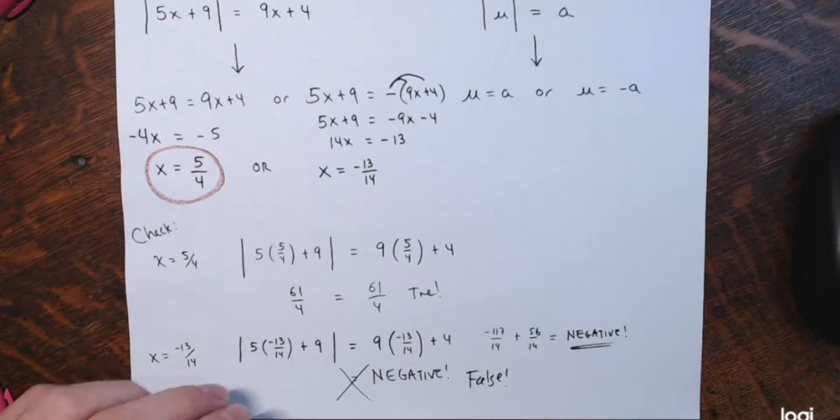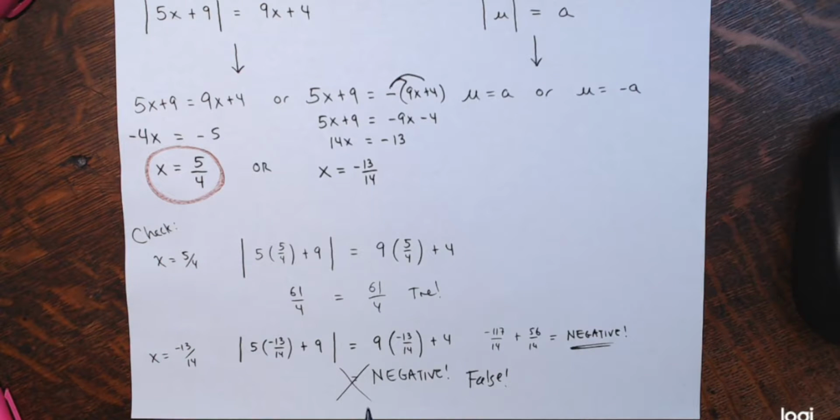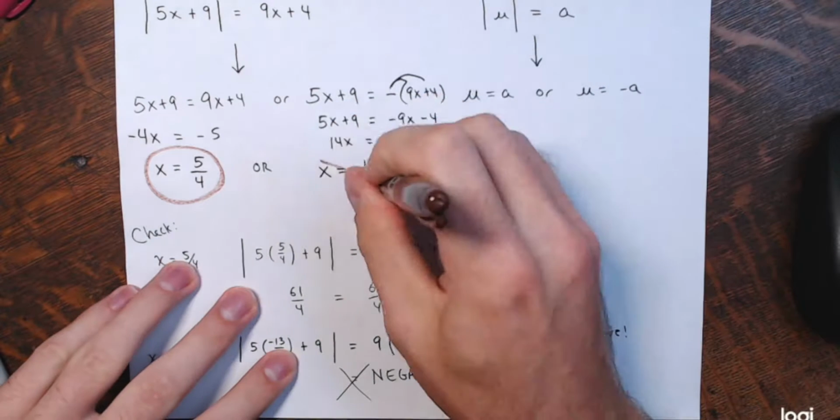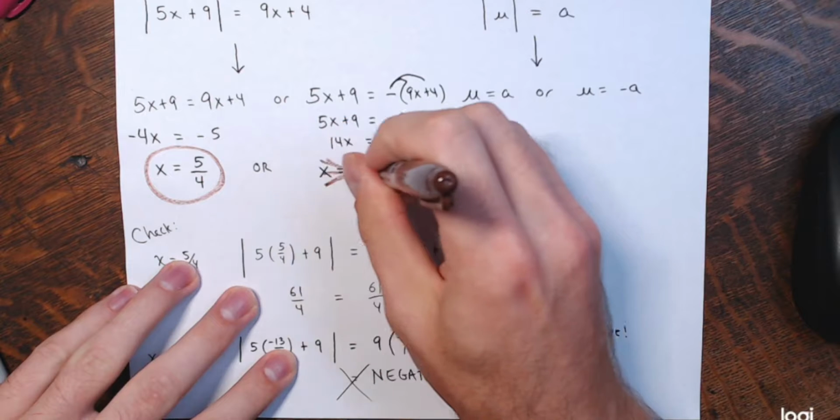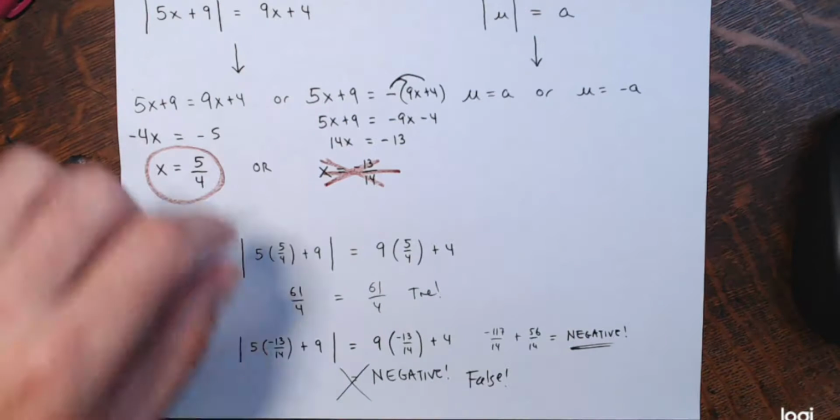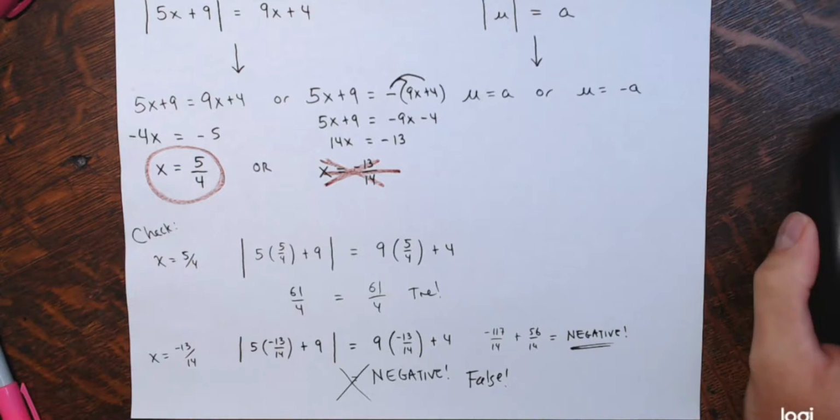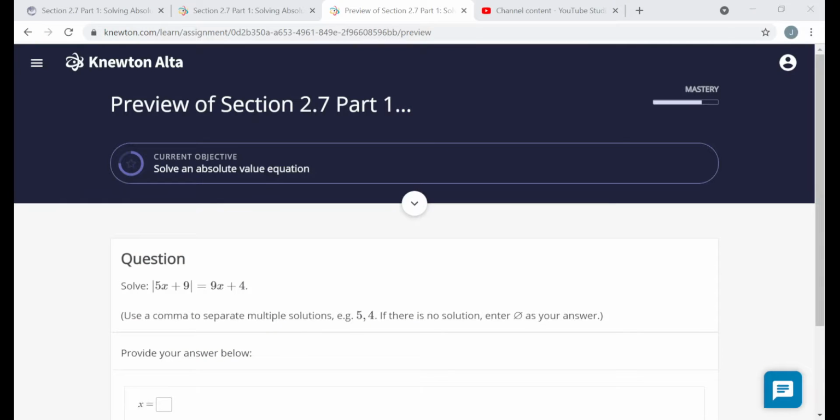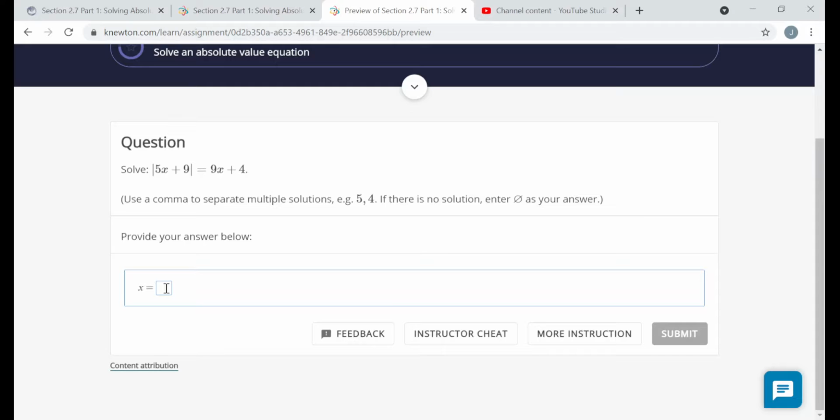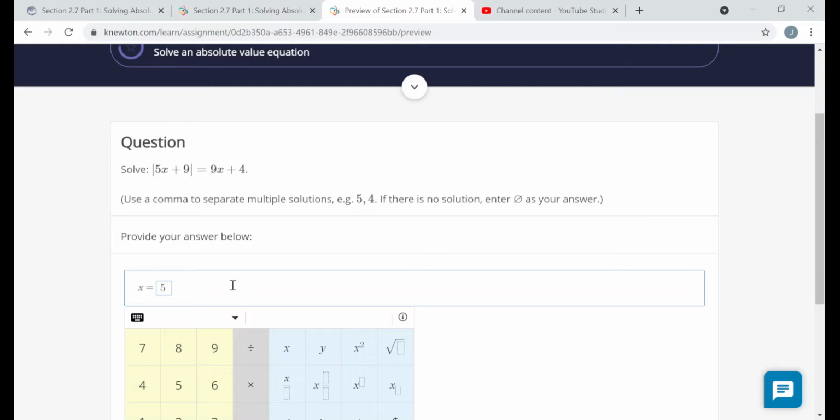Right? So you could actually find the numbers themselves. I mean, it wouldn't be that hard, but I can tell you right now that that's not going to work. All right, so negative 13/14 is one of those extraneous solutions. Again, it doesn't work back in the original equation. So the only one that does is positive 5/4, and that's the only one I'm going to enter. So x equals 5/4.